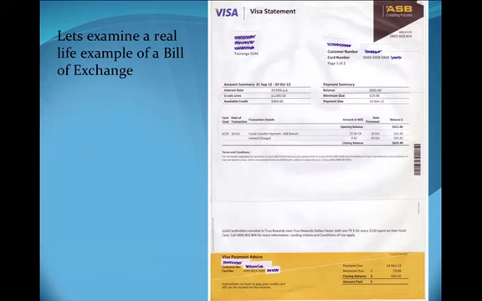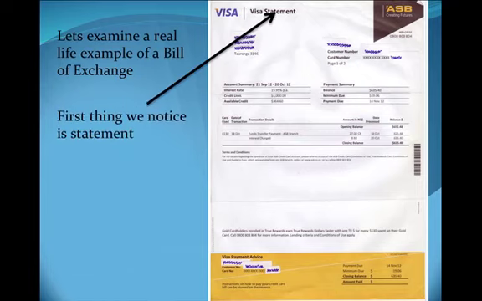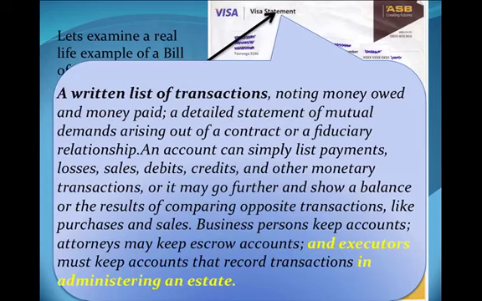Right, let's examine a real-life example of a bill of exchange. And the first thing that we notice is statement. So I guess you all know what statement means? Or maybe not. So let's have a look. A written list of transactions noting money owed and money paid. A detailed statement of mutual demands arising out of a contract or a fiduciary relationship. We are in a fiduciary relationship and we have people looking after our trust accounts. So we are in a fiduciary relationship.